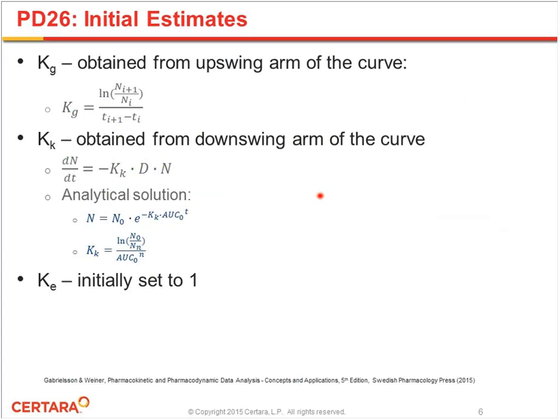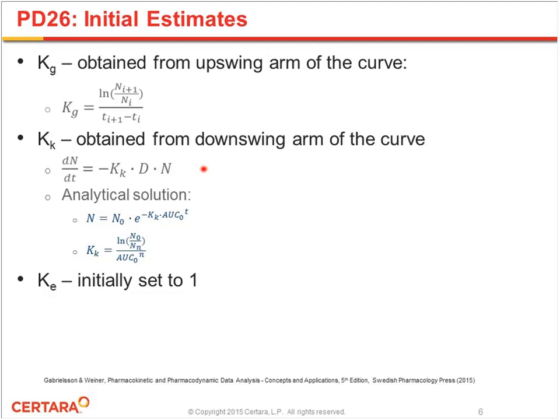That's the PML code. How do we get to initial estimates? The growth rate constant can be estimated from the upswing arm of the curve when the drug has been eliminated. We just take the difference of two bacterial counts and divide this value by the time delay between those 2 points. To achieve that, I will show you how to use the NCA object for this.